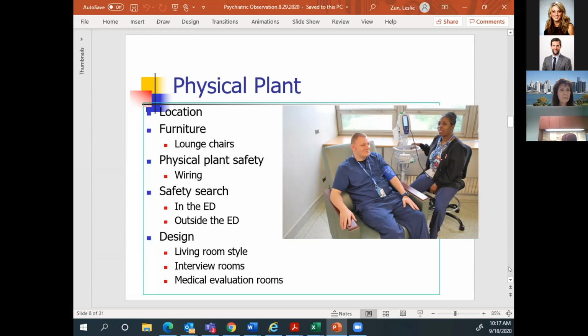You need to make sure you have all that safety precautions, that all the sockets need to be properly covered or wired. They should be safety searched while they're in the ED, meaning going through whatever they brought, and also when they come up to this unit. Most designs have a living room style where they're all kind of hanging out, but you need an interview room and a medical evaluation room.